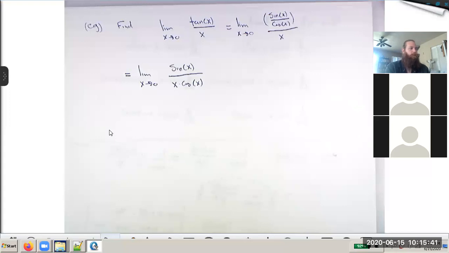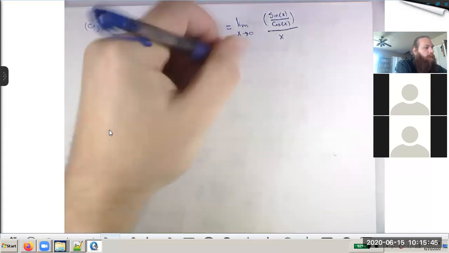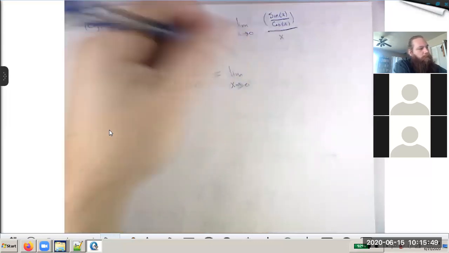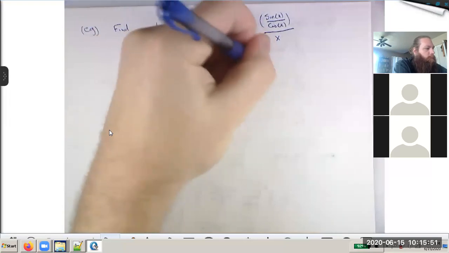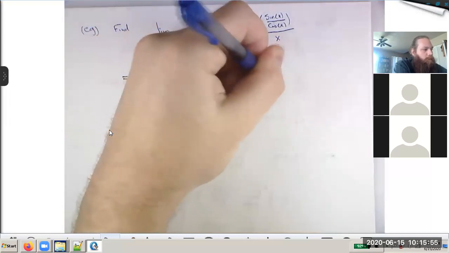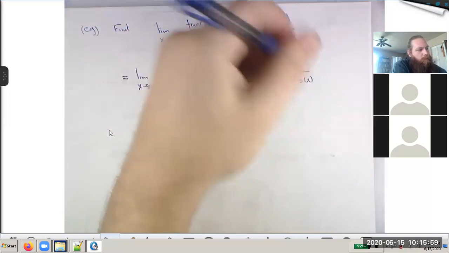And then my next step is going to be to regroup. So I've got a sine x upstairs and an x downstairs. That's looking like the thing I want. But I also have that cos x downstairs. So let me just group them separately. This is sine x over x times 1 over cos x, like this.